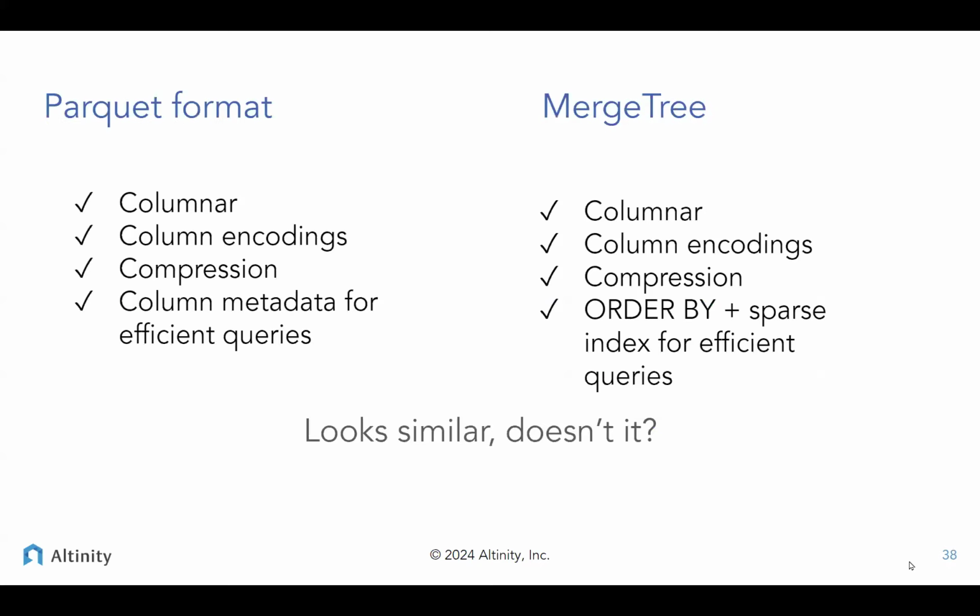So if you actually look into the Parquet format, it is very similar to MergeTree in many respects. They are both columnar. They both use column encodings. They both apply compression. They do have some ways to optimize queries in Parquet. There is metadata on row groups that contains information that can be used to filter the data efficiently. We know this as ordering and sparse index, very similar.